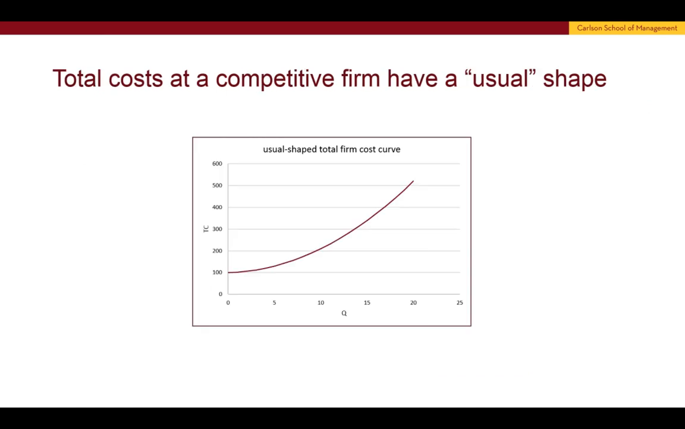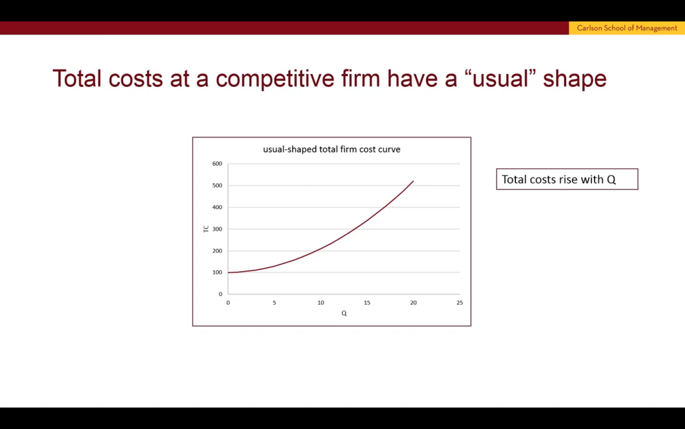The total cost curve at a competitive firm has what we call a textbook usual shape. So let me describe this. Here's a picture with the quantity of output that a firm produces, which we call Q, on the horizontal axis, and the total cost of producing that quantity of output, TC, on the vertical axis. And this is a usual shaped total firm cost curve.